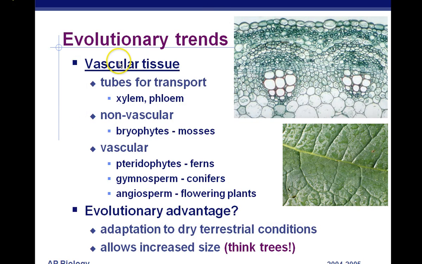So here we have some evolutionary trends that you should be familiar with. The first thing you should know is about vascular tissue, tubes for transport. This is the first evolutionary trend in land plants. Xylem and phloem. Bryophytes don't have it. The vascular plants are pteridophytes, gymnosperms, and angiosperms. And the advantage: you can increase your size, get that sunlight first, and you can transport water from the ground to where it's drier up in the air.